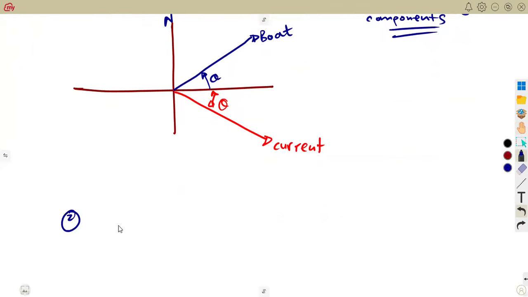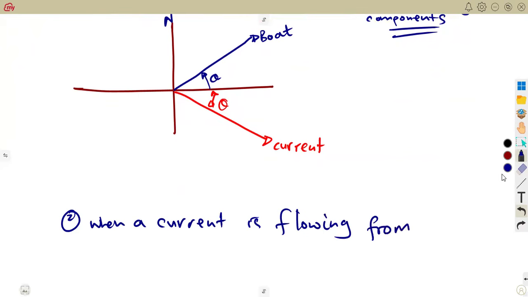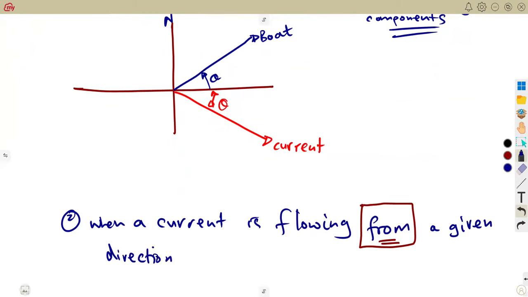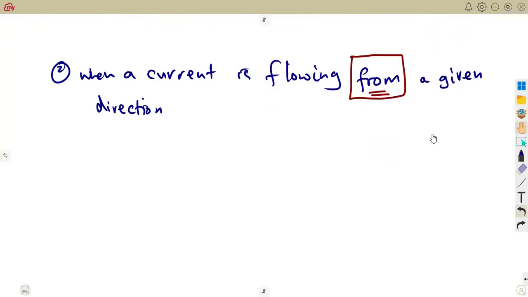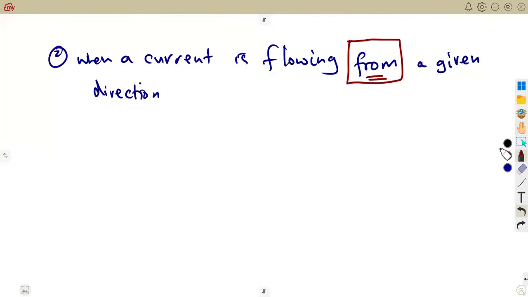The second one is when a current is flowing from a given direction. This is the most important part here. So let's say we are given a case. This is the example that I actually did in the resultant velocity video, question number 3 on those questions.